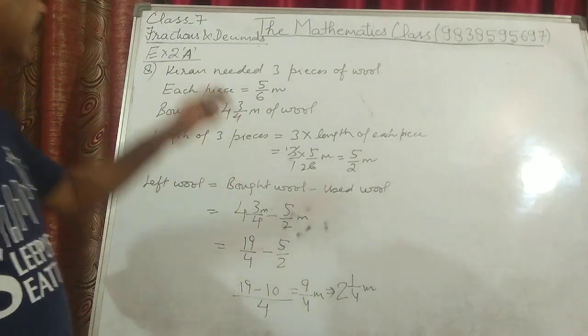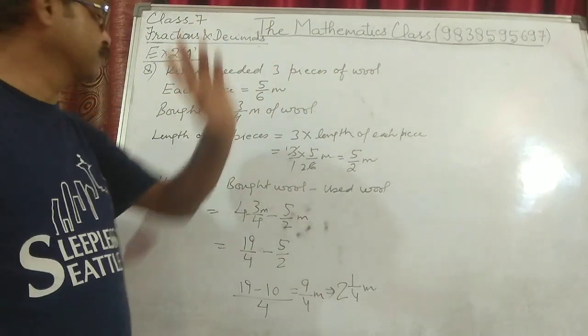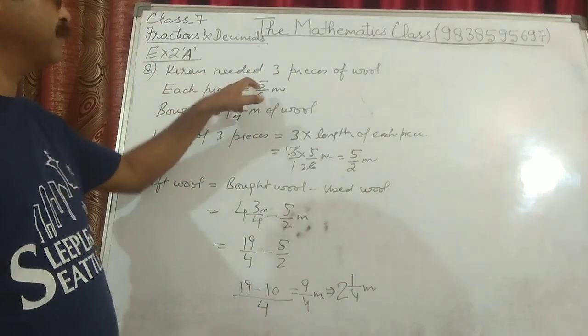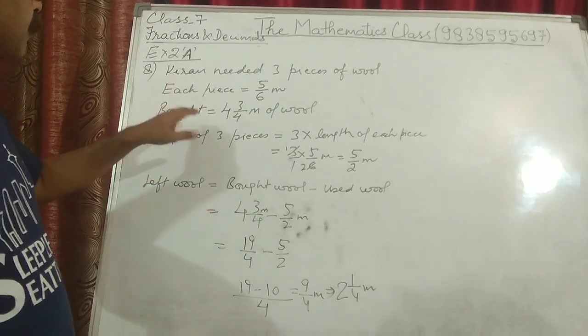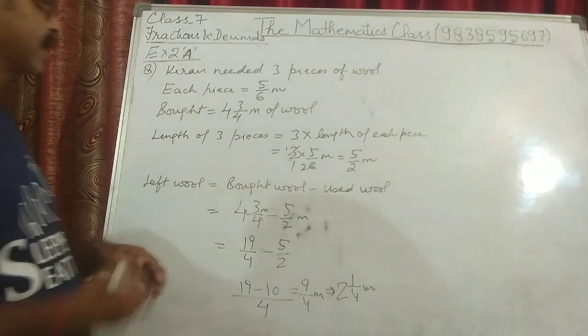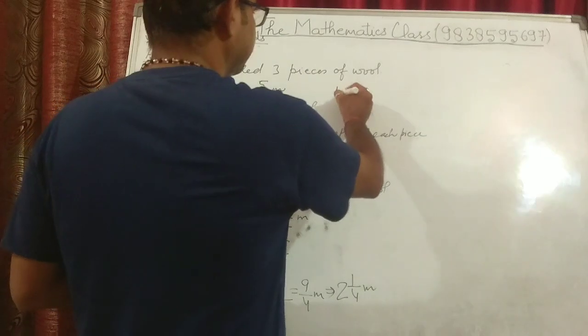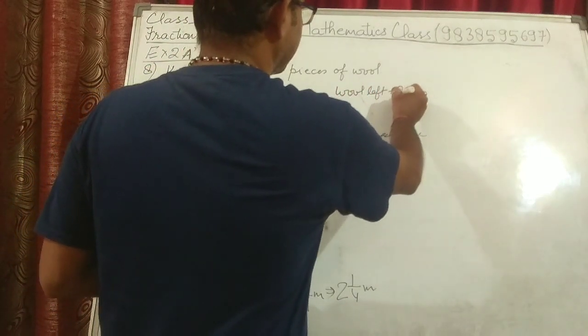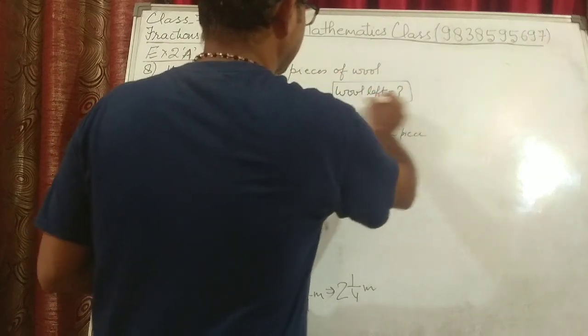What they said: Kiran required 3 pieces of wool for whatever purpose, and the length of each piece should be 5 upon 6 meters. She bought this much, 4 whole 3 upon 4 meters of wool. So we have to find out how much wool is left with her. This is what we have to find out.